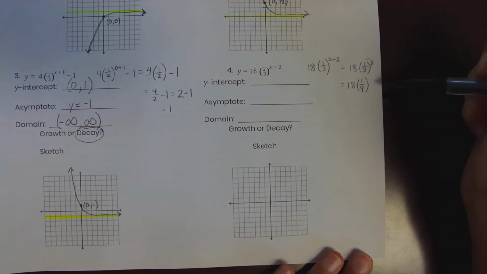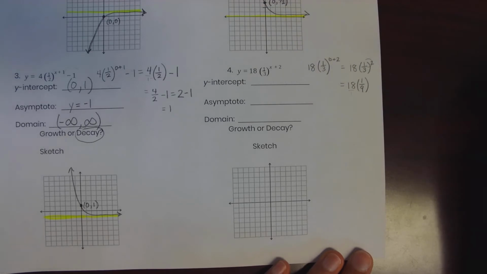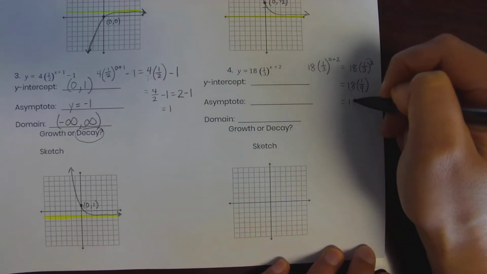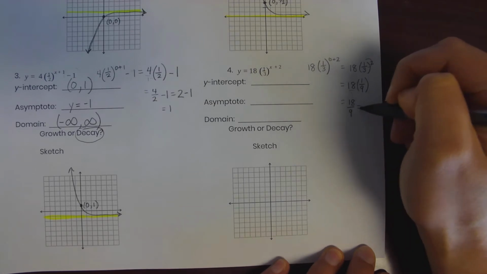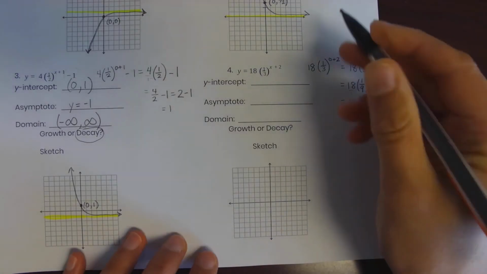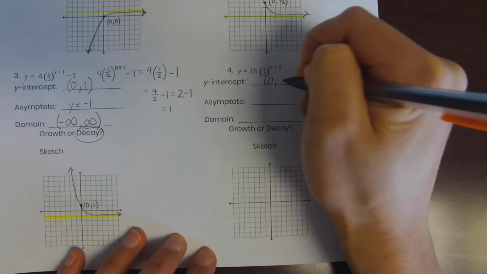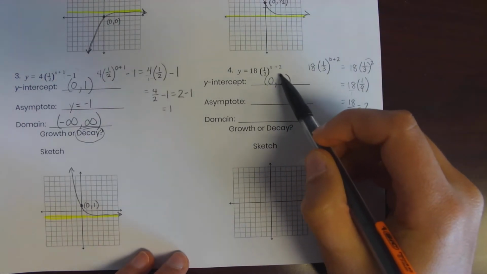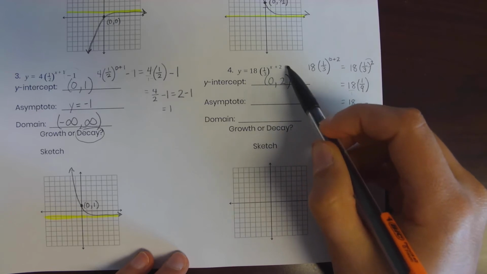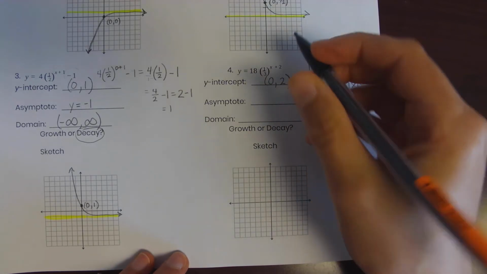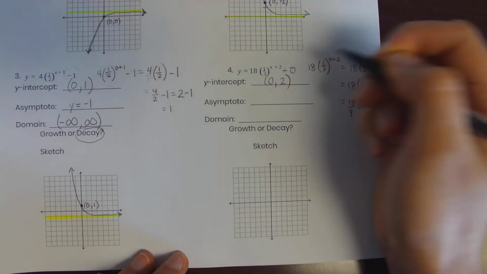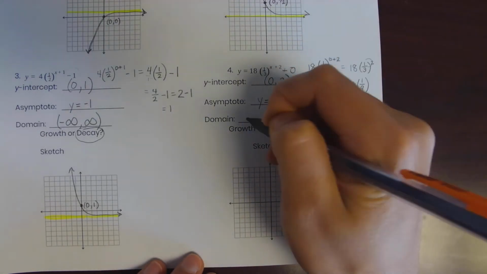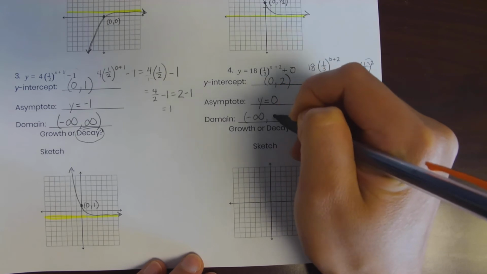And now I'm going to multiply what I have here. So 18 is a whole number over 1. Multiplying straight across, I end up with 18 over 9, which is equal to 2. So my y-intercept will be 0, 2. My asymptote, again, we don't look at the exponent, but I look if there's anything after, and there's nothing, so there's a plus 0. My asymptote will be y equals 0. Domain again, any value can go in for x.